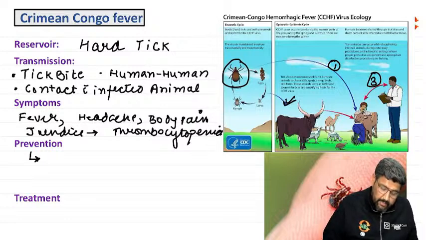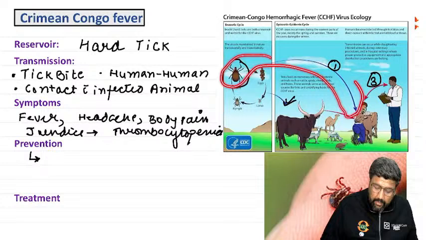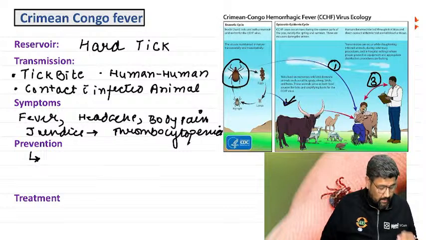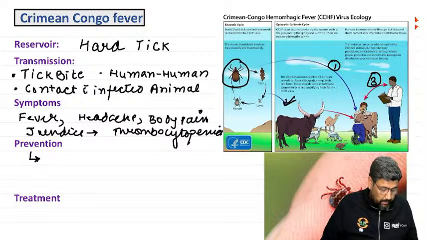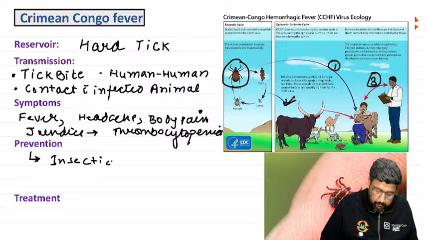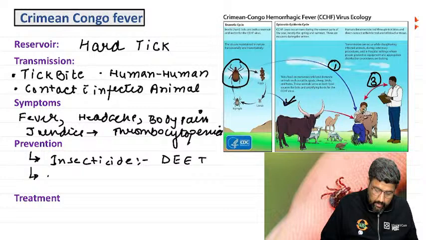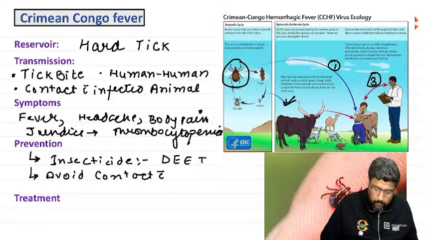So guys, if the disease is transmitted by tick bite, then if the farmer is applying insecticide, DEET, right? This can prevent it. The second is to avoid contact with body fluids of animals. Yes, Dr. Surbi, joint pain.